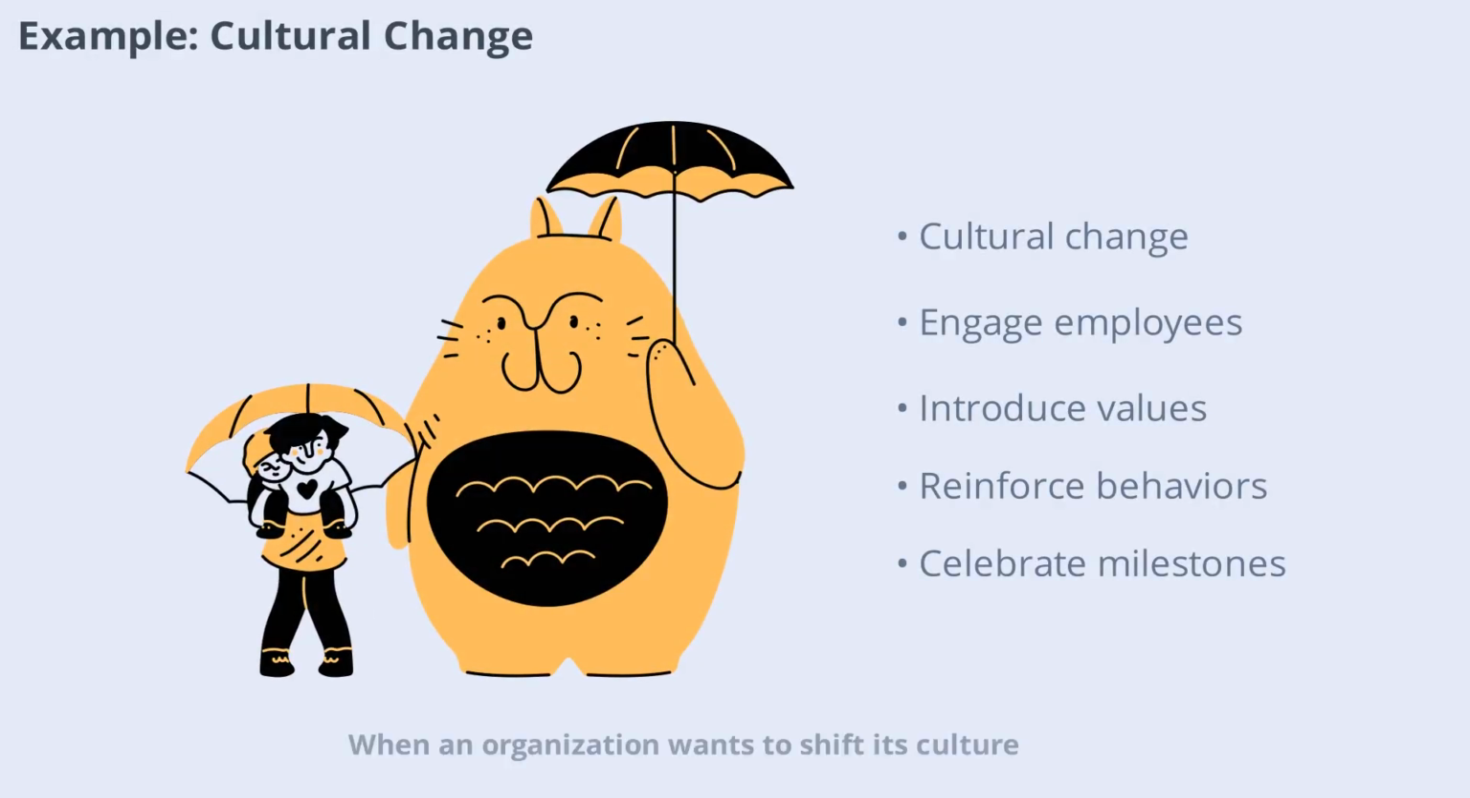When an organization wants to shift its culture, Lewin's model provides a roadmap. Leaders unfreeze by discussing the need for change and engaging employees in dialogue. During change, new values and behaviors are introduced through training and support. Refreeze involves reinforcing these values and celebrating cultural milestones. This approach helps organizations build a positive and lasting culture.